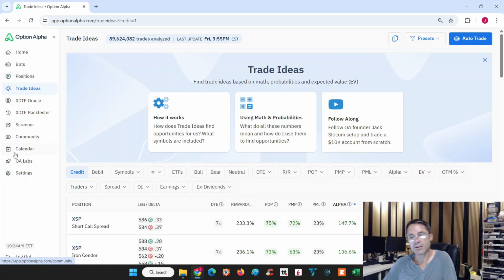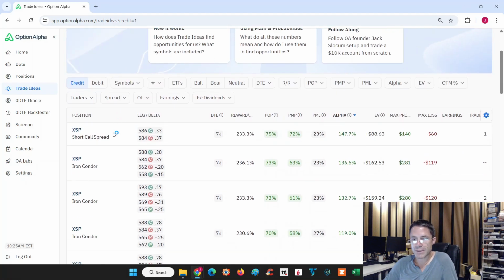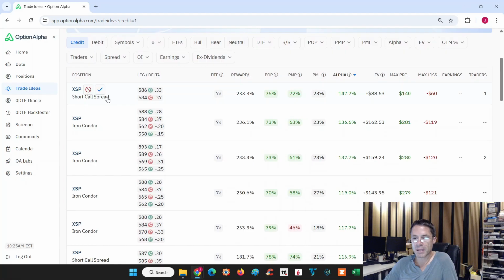Now, Trade Ideas is quite a recent addition to the platform. They've basically said, out of all the tickers we cover, looking at certain criteria, what trade would the OptionAlpha algorithm or team execute? So they come up with some really cool ideas. Here's an XSP short call spread. There's your legs, there's your delta, how many DTE, your reward.